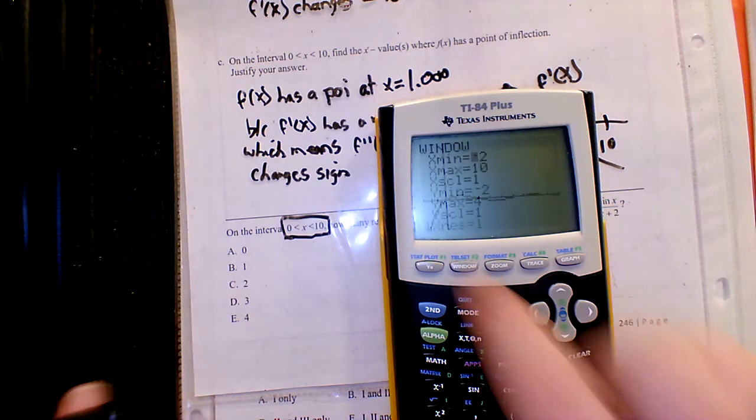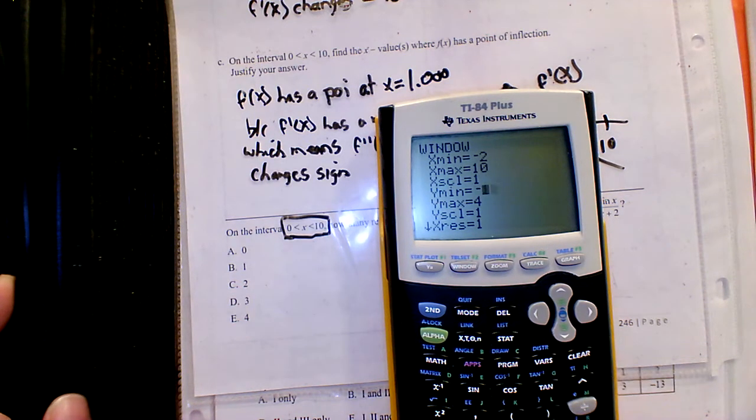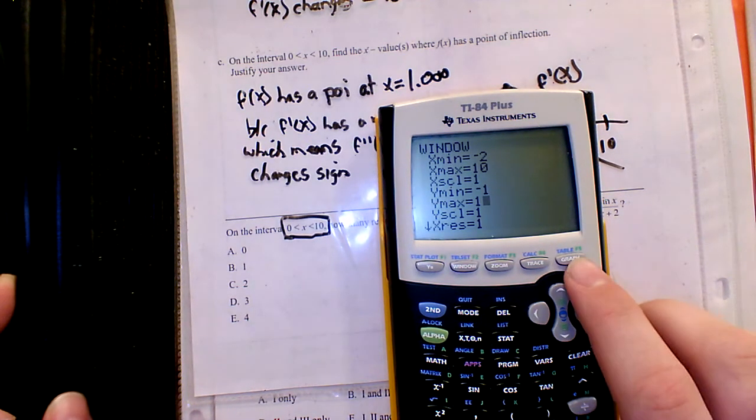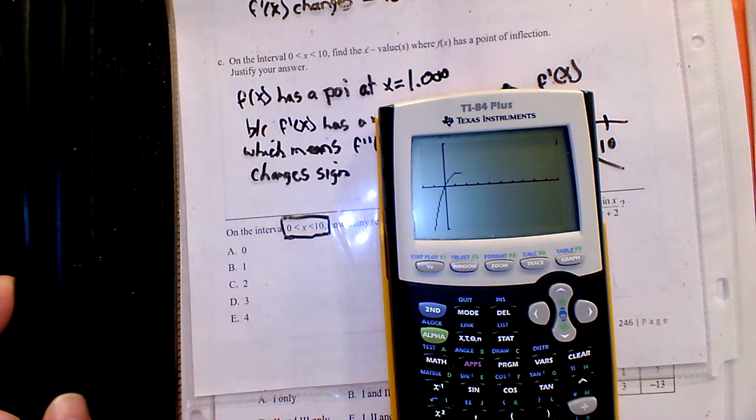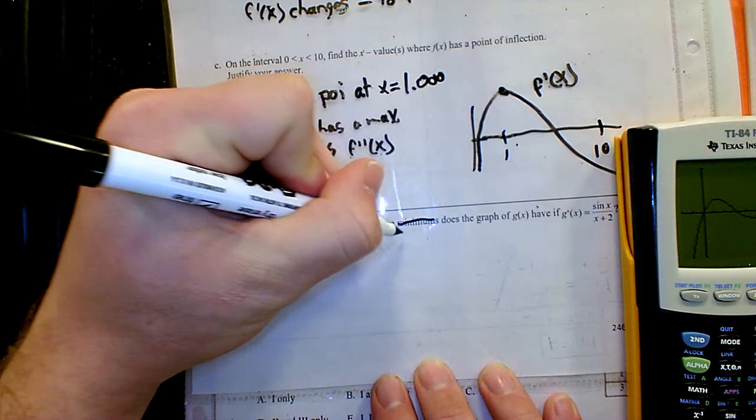So we'll go to Window. We want to change our y values. So maybe negative 1 to 1. Let's see what that looks like. All right. So again, let's change this to relative maxes.